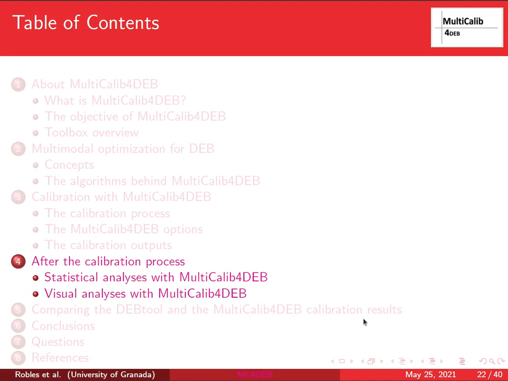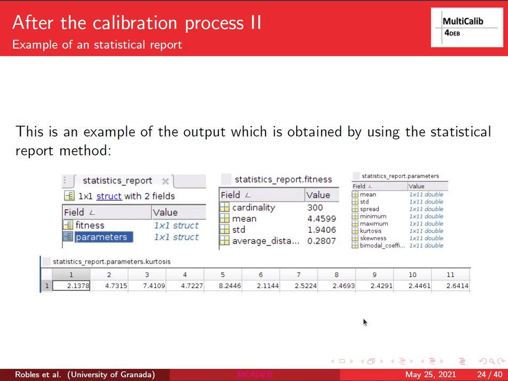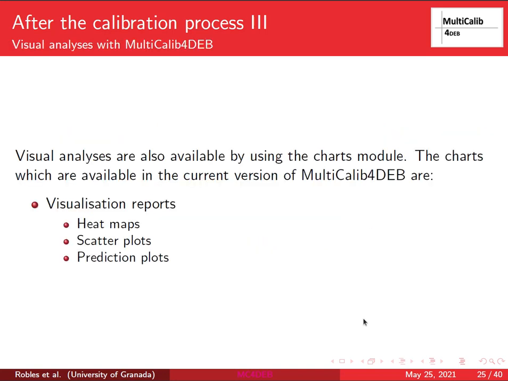And what can we do after the calibration process? From the calibration results, it's possible to extend the experimentation by using the statistical and the visualization modules. The first one allows you to measure the quality of the results, and on the other hand, the visualization module brings you the possibility to explore the relationship between the calibration parameters in an easy and visual way. This module offers some charts such as scatter plots, heat maps, or prediction plots with estimation values from the whole result set.